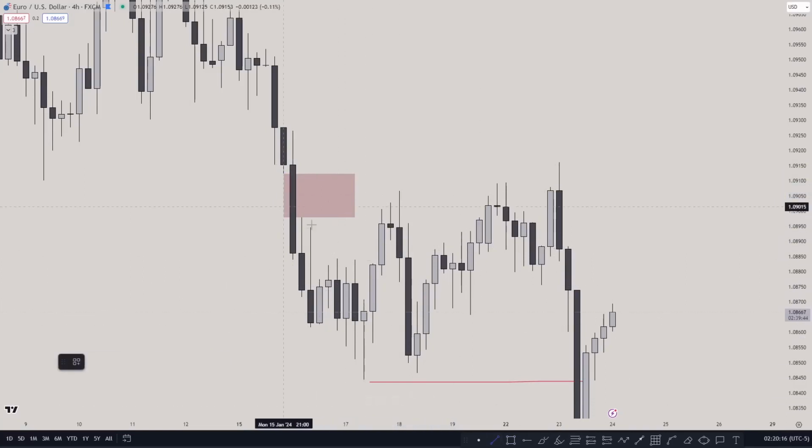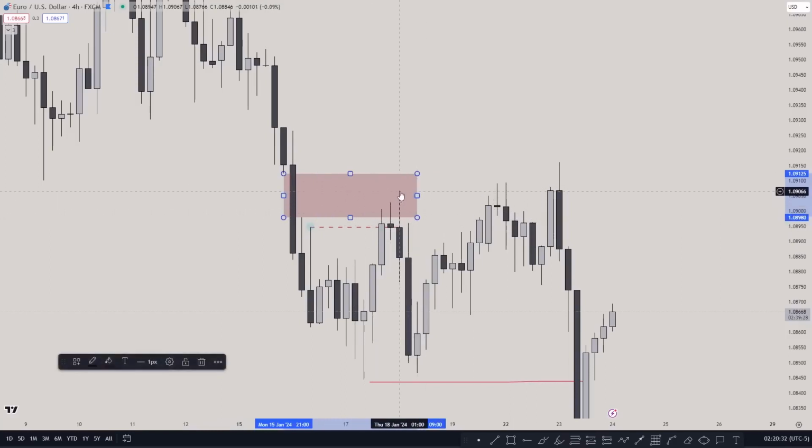Though we have this high below the fair value gap, this could also be used as a liquidity level, and this one is a high probability liquidity level. Now, if we keep going, what happened here is price coming into the fair value gap and coming lower.